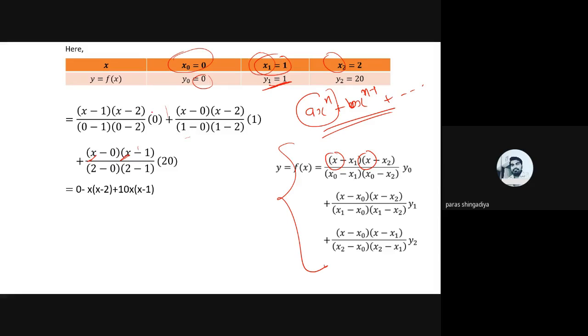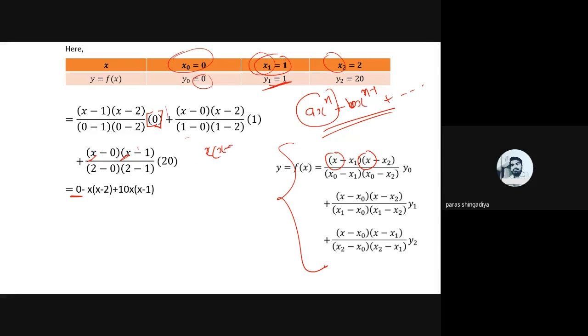Why is it a 0? Because in this product the 0 is given, so y0 is 0 there. So when we multiply with the 0, the final output will be the 0. So the answer of the first term is 0. And now the answer of the second term, that is x minus 0 means x.